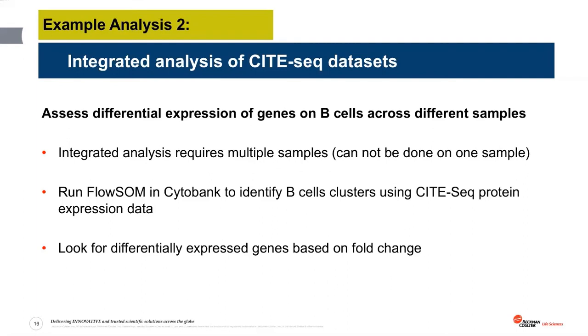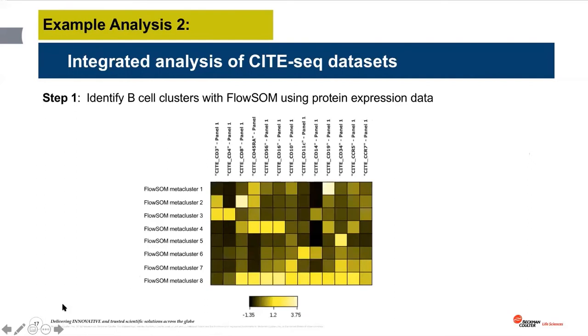And this is a two-step process. In step one, you will run FlowSOM in Cytobank to identify B cell clusters using the CITE-seq protein expression data. Then you can look at the differentially expressed genes based on fold change values, as soon as you know which cell clusters are the B cell clusters. So again, this is a purely machine learning based approach to seeking answers to the proposed question.